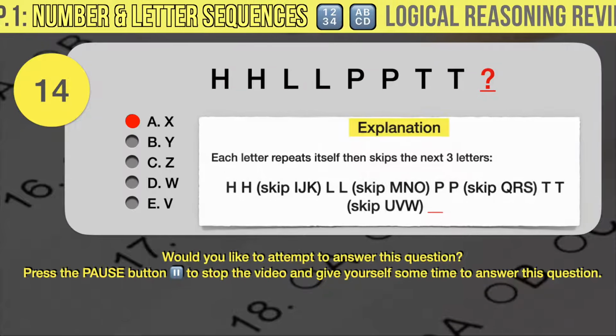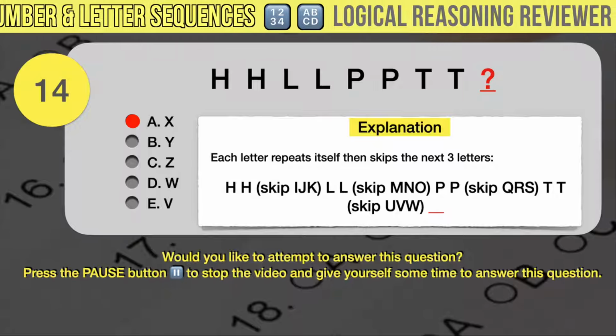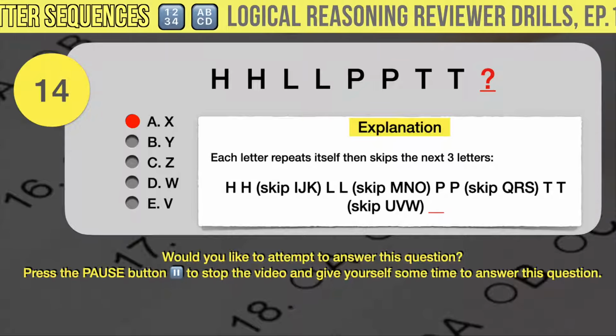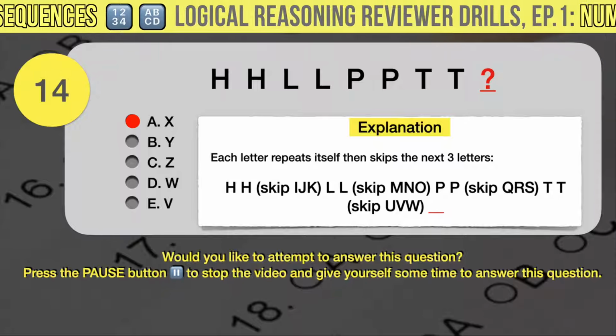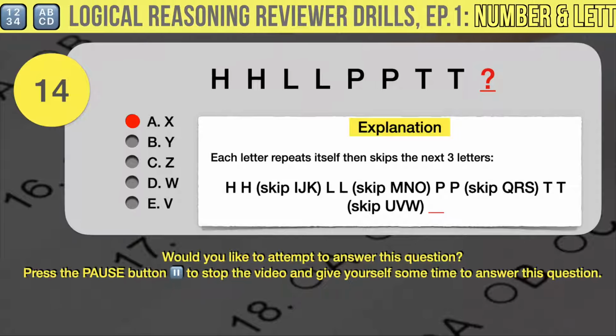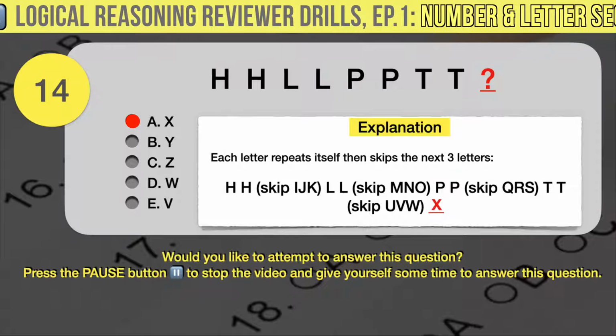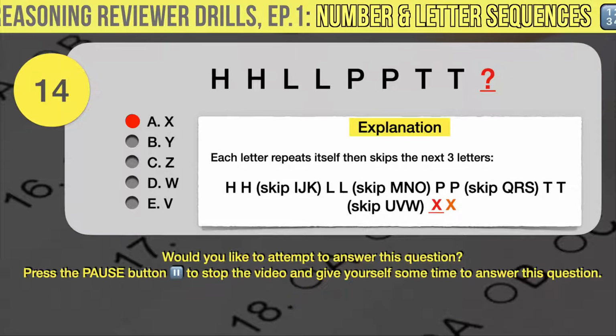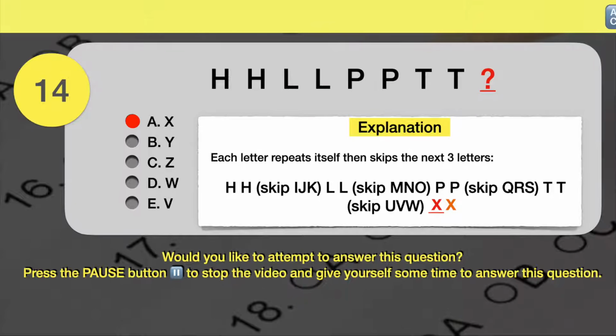Each letter repeats itself then skips the next 3 letters. HH, skip IJK. LL, skip MNO. PP, skip QRS. TT, skip UVW. Therefore the next letter should be X. If we proceed with the sequence further, the letter after X would have been another X.